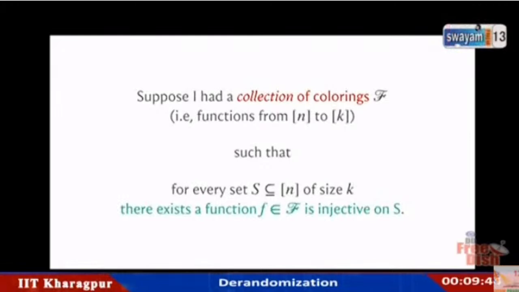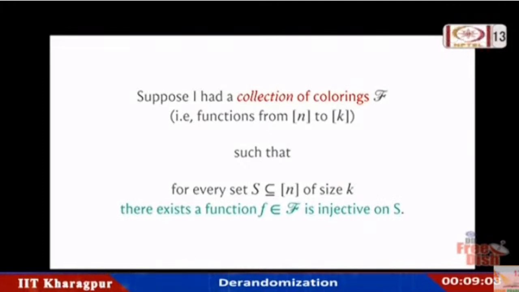So what we want is some collection of colorings which we are going to formalize as functions from 1 to n to 1 to k, where k denotes the size of your palette. In this case, it's also the size of the solution that you're looking for, and n is, of course, the number of vertices in the graph. So you can think of 1 to n as representing the vertex set of G. So what you want is a collection of functions from 1 to n to 1 to k, which has the property that for any subset of 1 to n of size k, you want that there is some function.